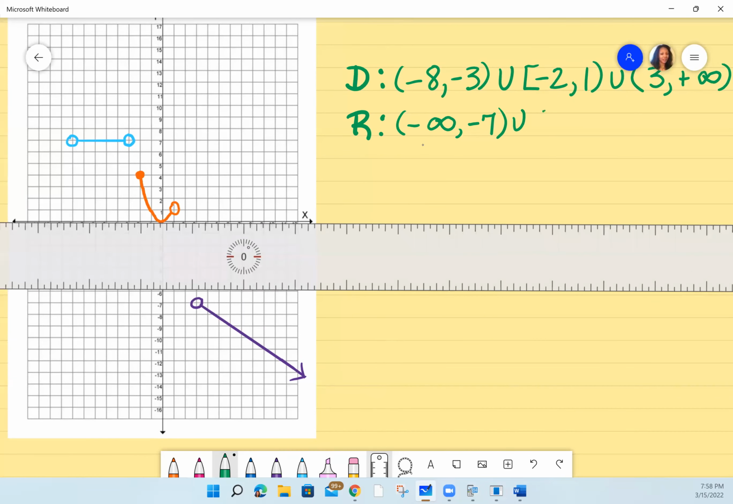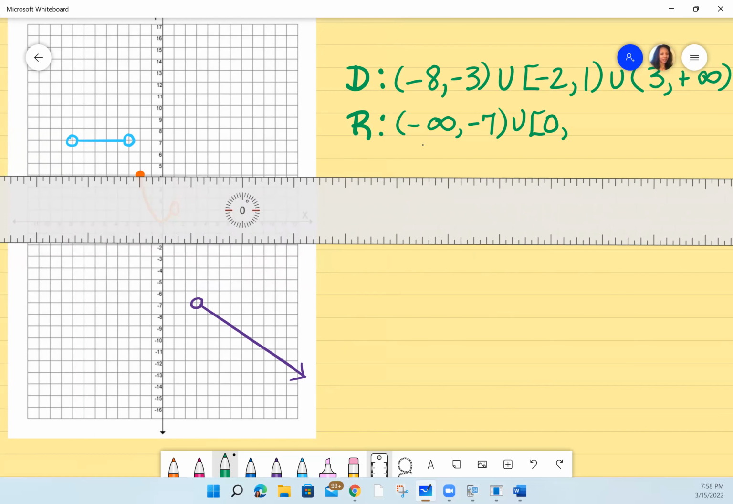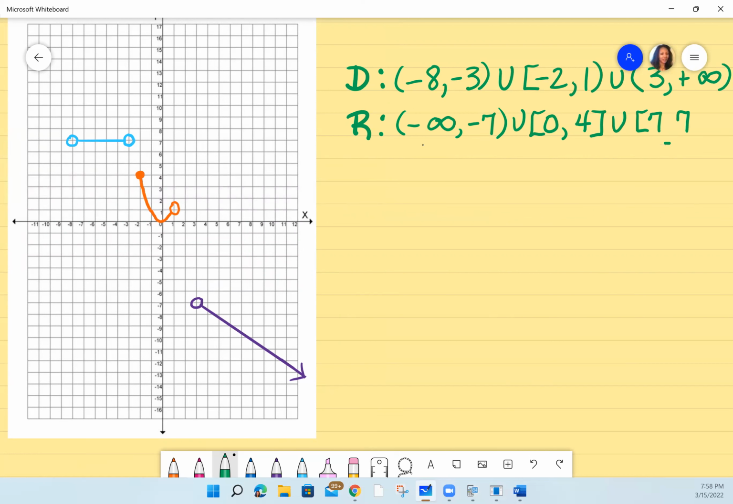0 is actually included in my y values. And I can keep going up to 4. 4 is also included, so I'm going to have a bracket there, a union sign, keep going, and this one is kind of tricky for some people. So what this means is 7 is actually included, even though you see those circles, and it's going to be 7, 7.